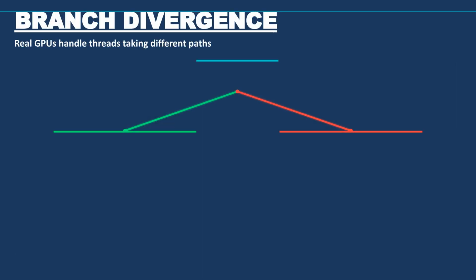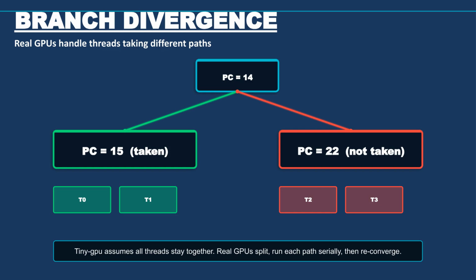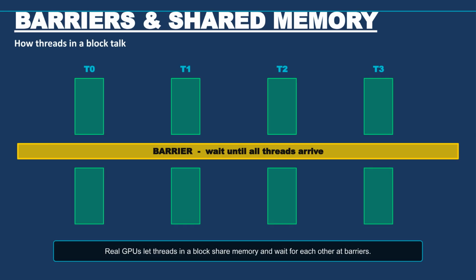Branch divergence is critical for real GPUs. While TinyGPU assumes all threads follow the same path, real GPUs can split a thread block, run each divergent path serially, and then reconverge to continue processing. Real GPUs also allow threads within a block to communicate using shared memory and synchronize at barriers. The barrier ensures all threads have reached a certain point before proceeding, guaranteeing data consistency for shared operations.